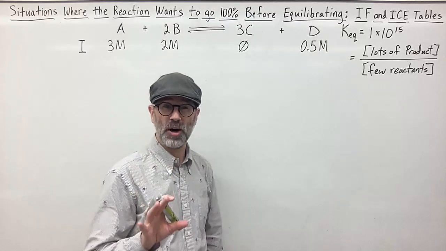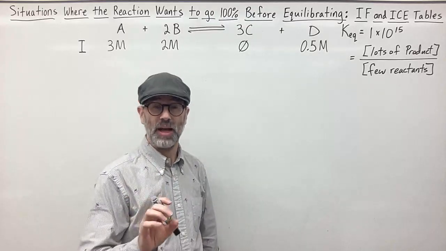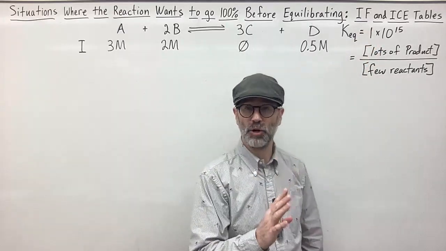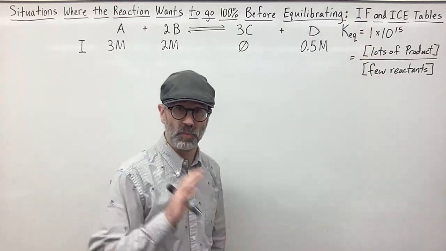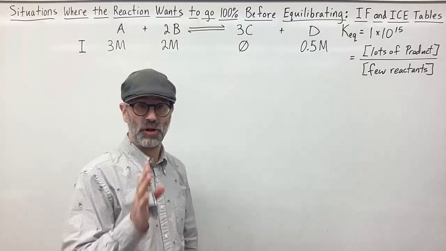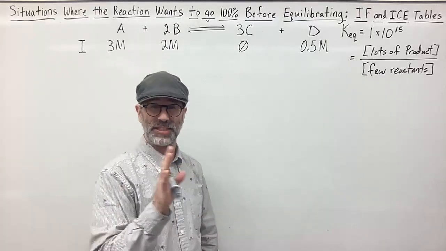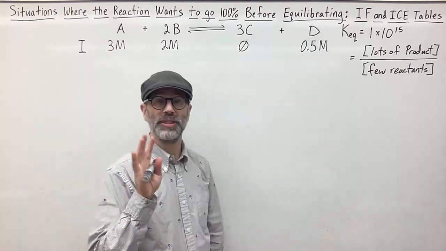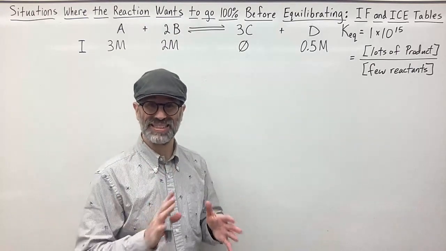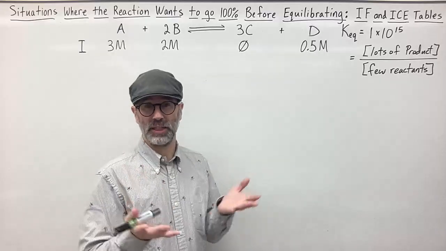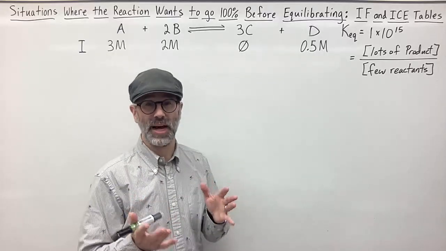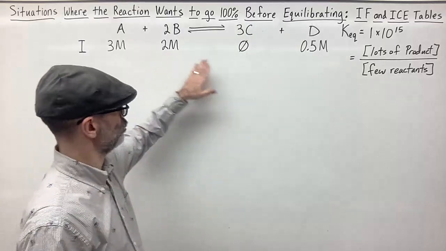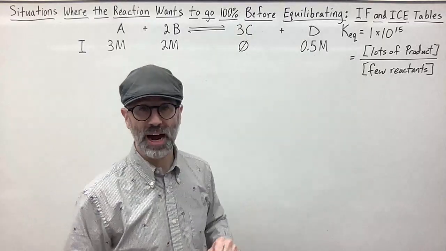The first part is going to be a stoichiometric part. This is the IF table, the initial and final part. Now, when you do your initial final table, your IF table, you have to get your substances in moles. You've got to calculate the mole amounts. You can't do it with concentrations. So here I have 3 molar, 2 molar, 0.5 molar.